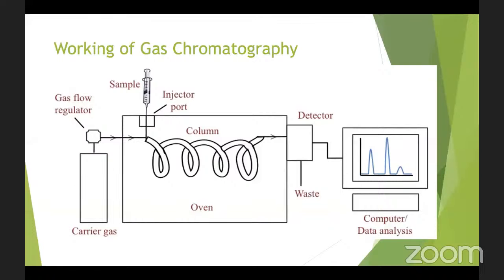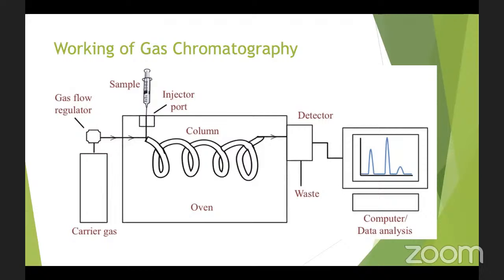Then the gaseous mobile phase that is stored here in the chamber is transferred to the injector port. The injector port is where the sample is injected. So it's transferred to the injector port through a gas flow regulator. Now, the role of this gas flow regulator is to control the flow rate, or decide the flow rate, of the gaseous mobile phase into the sample injector.